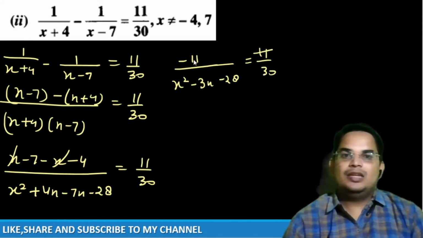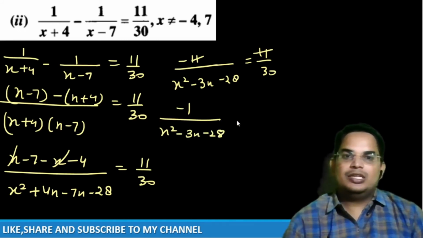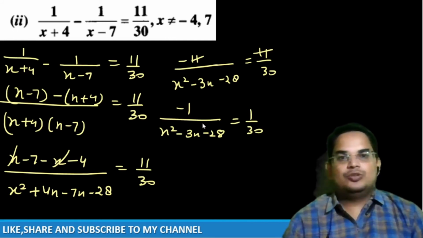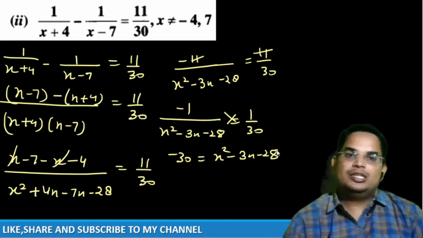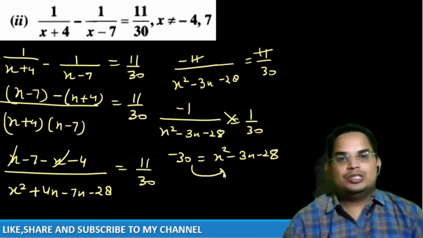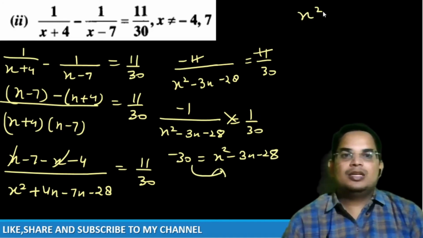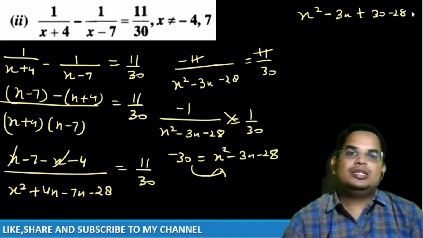Now I will cancel 11 and 11, it becomes minus 1 upon x square minus 3x minus 28 is equal to 1 upon 30. Now I will compare both parts. How to do it? Just do the cross multiply, it becomes minus 30 is equal to x square minus 3x minus 28. I will transfer this minus 30 to this side. Now I am having x square minus 3x and plus 30 minus 28 is equal to 0.